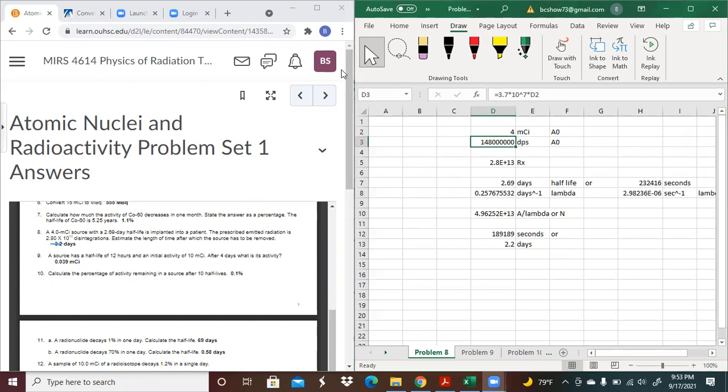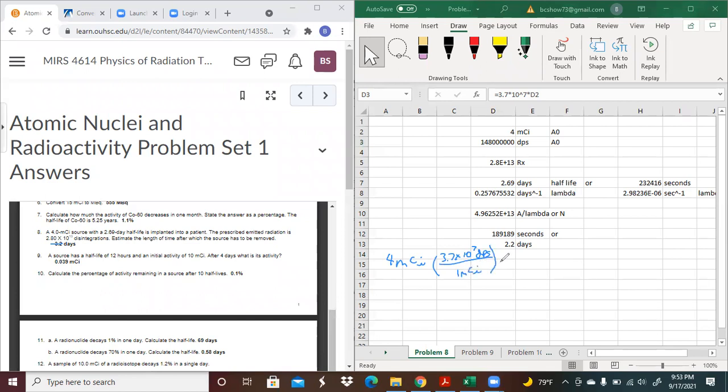Now, how did I go about doing that, writing it out? I know some have stated that they prefer that. So let's get to that. I know that I've got 4 millicuries. So I know that I have 3.7 times 10 to the 7th disintegrations per second, which is what a becquerel is, if you remember that. And I know that that is the same as 1 millicurie.